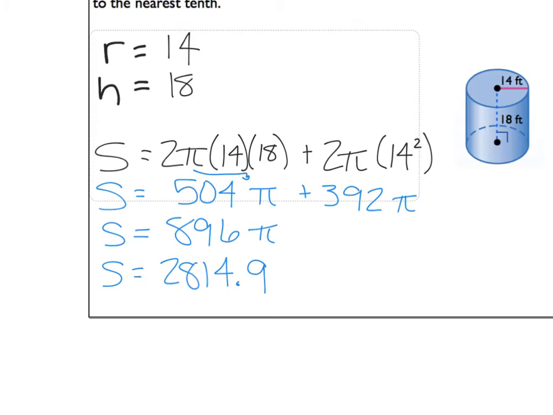And now for my lateral area, we have this 504 pi. So we just need to multiply that out. So our lateral area will end up being 504 times pi, which will give us about 1,583.4.